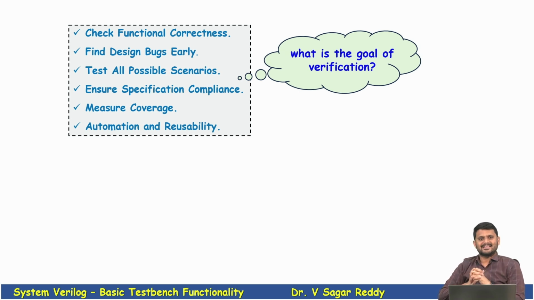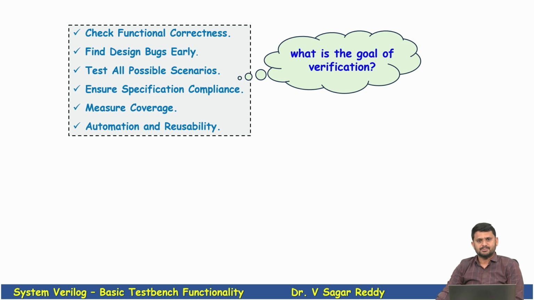The next one is to test all possible scenarios. The design should work not only for normal inputs, but also for corner cases: maximum values, minimum values, overflow conditions, and sometimes unexpected inputs. Verification ensures that every possible case is tested thoroughly.